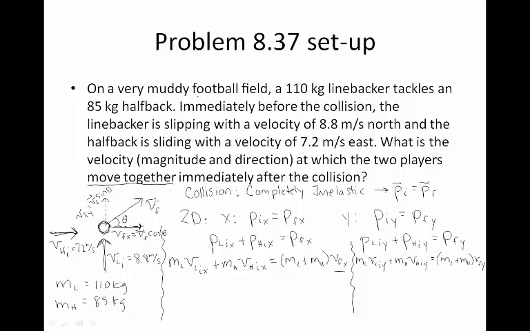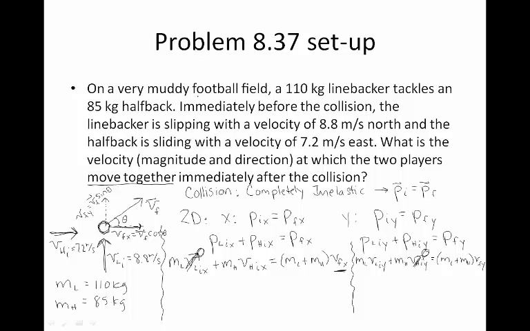So if you look at our diagram, the linebacker is only moving upward to start. So he only has initial velocity in the y direction. That means the linebacker's initial velocity in the x direction is 0. And that same thing applies to the halfback. He's only moving to the right to start. So he's only got velocity in the x direction, vh initial x. That means vh initial y is 0. So that's good. Okay, so that simplifies our equations down a little bit.